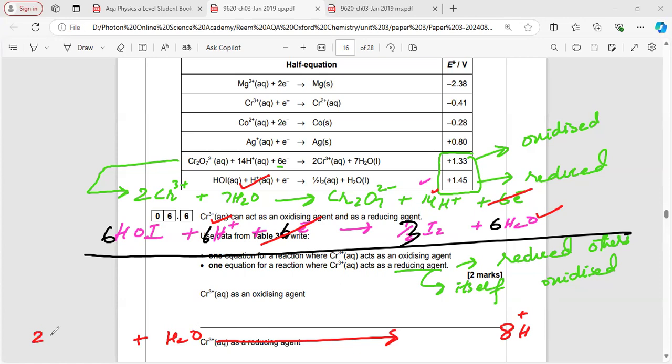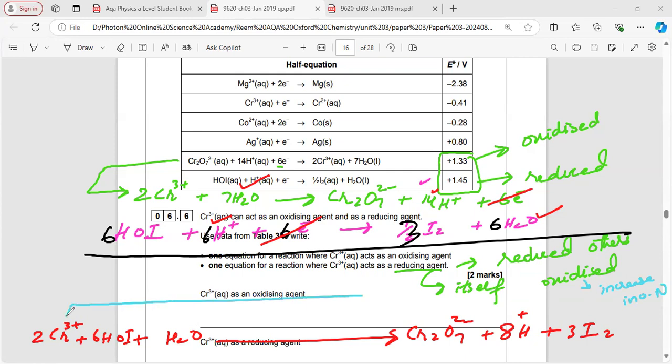I have to put 2 Cr3+ plus 6 HOI on one side, giving Cr2O7 2- plus 3 iodine on the other. So guys, this is the equation where chromium is acting as a reducing agent. A reducing agent reduces others and itself is oxidized. Oxidize means an increase in oxidation number. You can see chromium is plus 3 here and plus 6 there. So guys, this is how I solve this question.